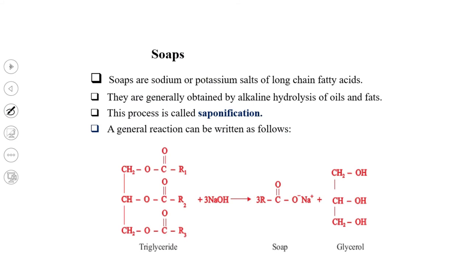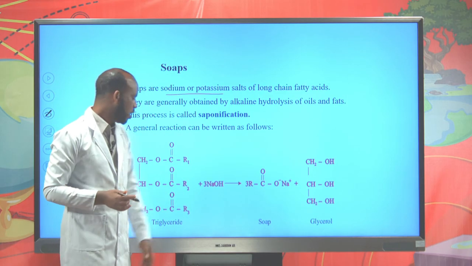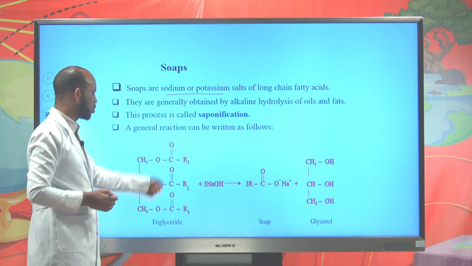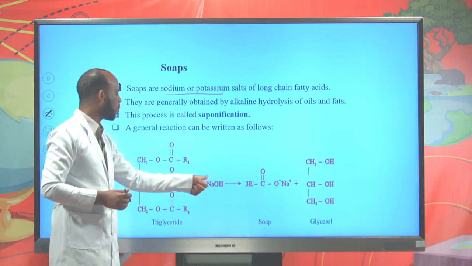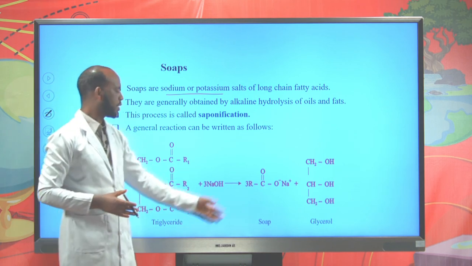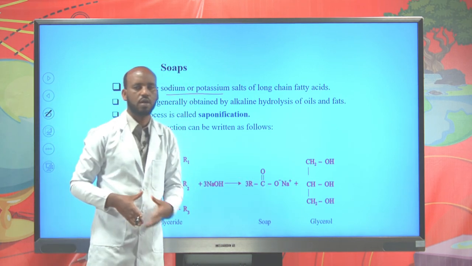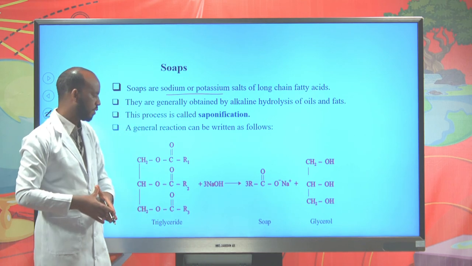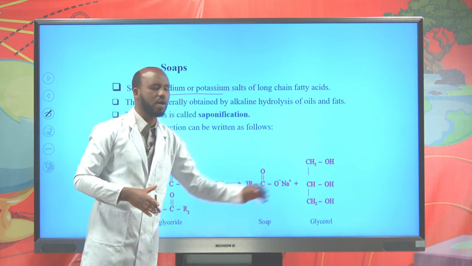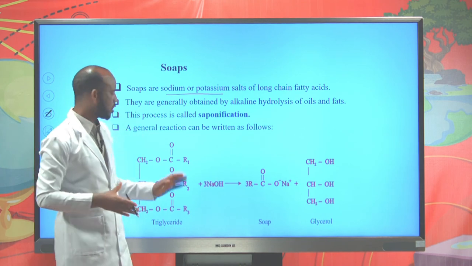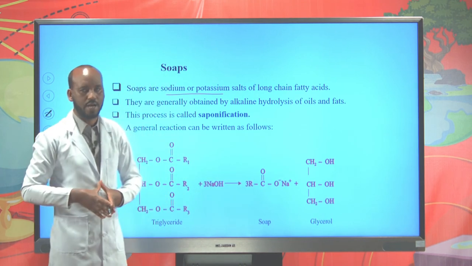Soaps. Soaps are sodium or potassium salts of long chain fatty acids. You see? They are generally obtained by alkaline hydrolysis of oils and fats. As we know, oil or fats plus sodium hydroxide or potassium hydroxide give soap and glycerol as a byproduct. This process is known as saponification. This reaction is known as the saponification reaction.